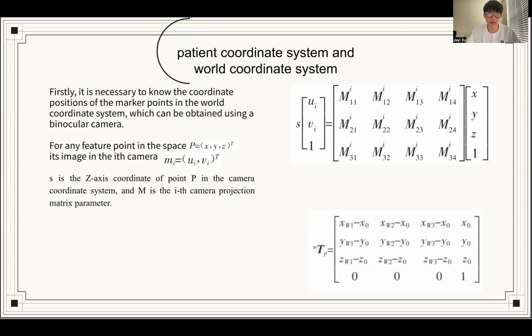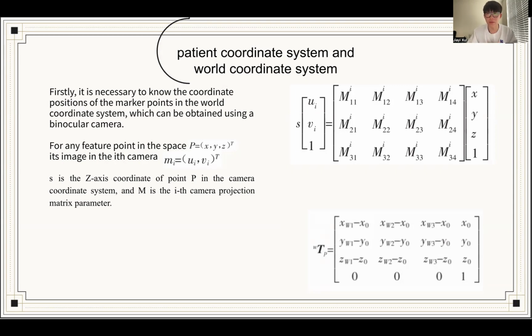And this will be done by using a binocular camera. We have talked about this in our class: the stereo method is one of the ways to do this job. If we talk in a more general way, for any feature points in space and the points in their images in the camera, we will have multiple equations here, and using these equations we can calculate where our patient's head is in the world coordinate system.